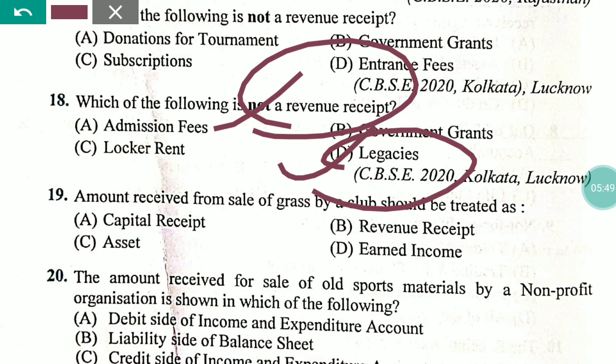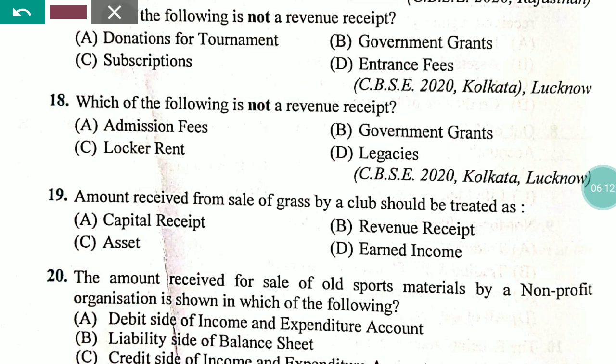It is given by the people by their will. So this is a capital receipt, because not everyone gives such types of gifts, some types of assets, to the not for profit organization. So this is not of a recurring nature. This is of non-recurring nature, so it is known as a capital receipt, not a revenue receipt. So option number D is the right answer.